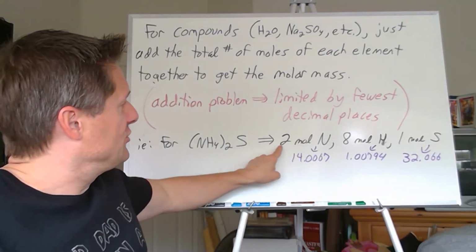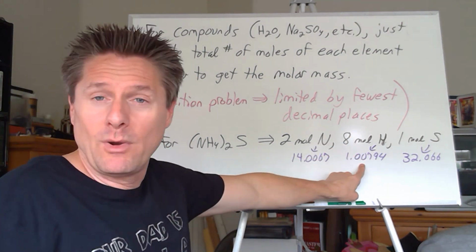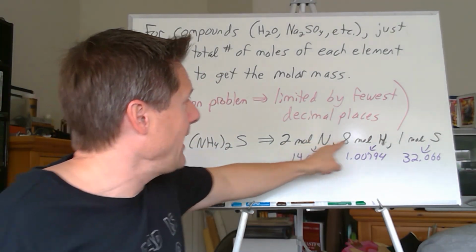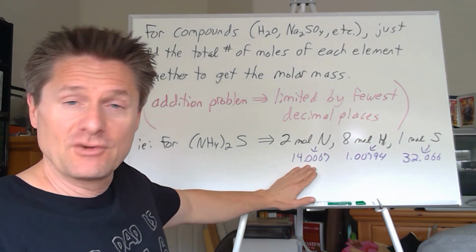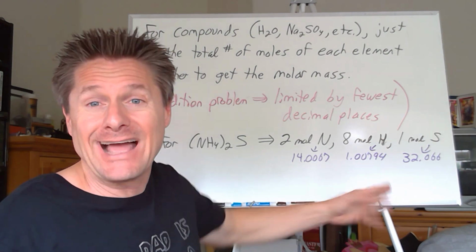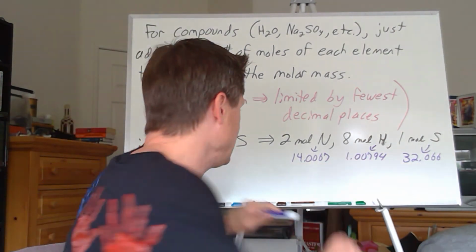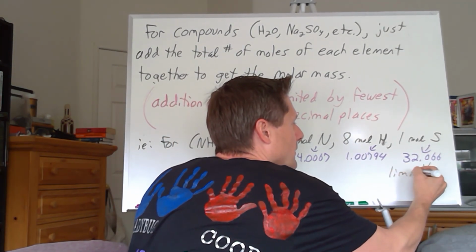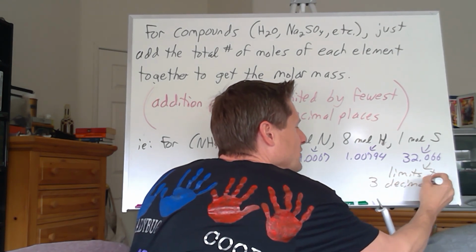So all I'm going to do is take 2 times 14.0067 plus 8 times 1.00794 plus 1 times 32.066. The 2, the 8, and the 1 are exact numbers, right? So this is treated literally: 14.0067 times 2, plus 1.00794 times 8, plus 32.066. So like I said, fundamentally, it's an addition problem. 4 decimal places, 5, 3. So this limits to 3 decimal places. So that will limit you.